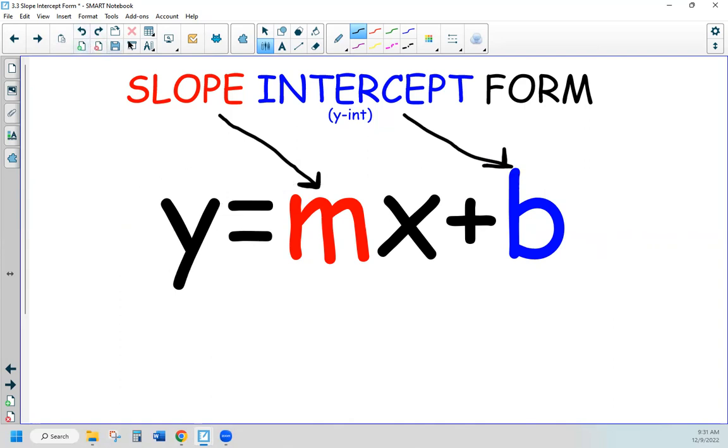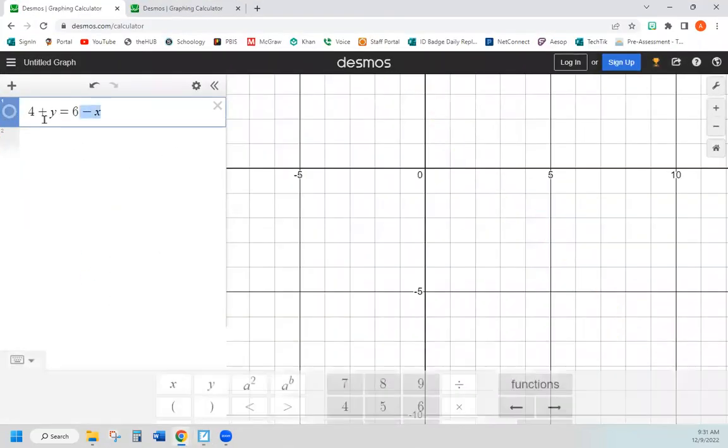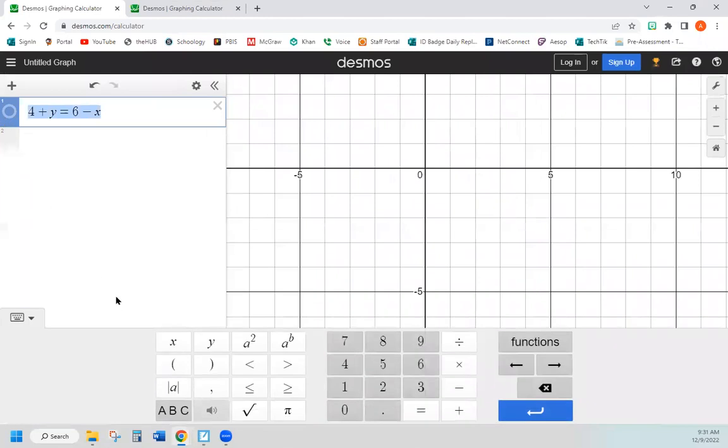A lot of the times, hopefully you agree with me, you guys don't really know what the graph looks like if I just give you an equation like this, right? But if I were to turn this into slope-intercept form, I can actually tell you what the graph looks like. For example, I'm going to go ahead and do that right now.